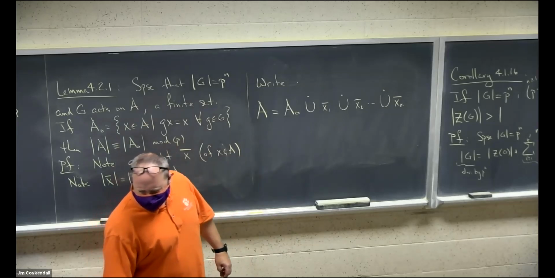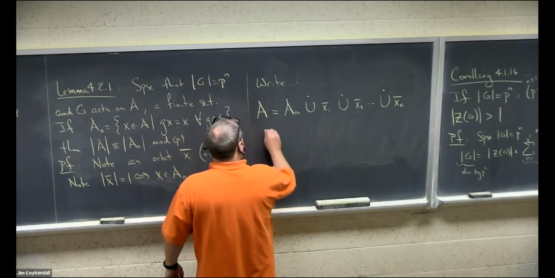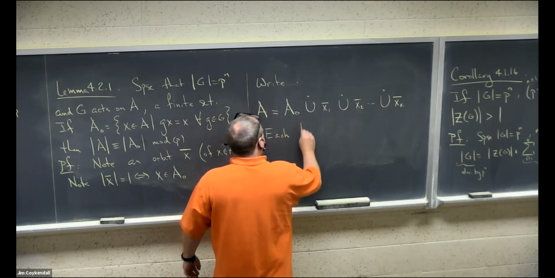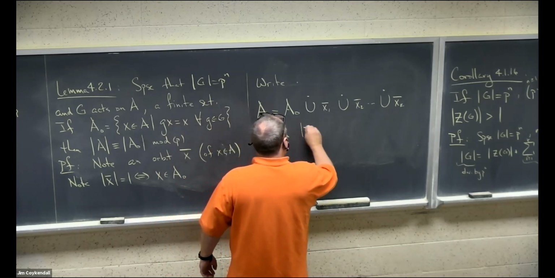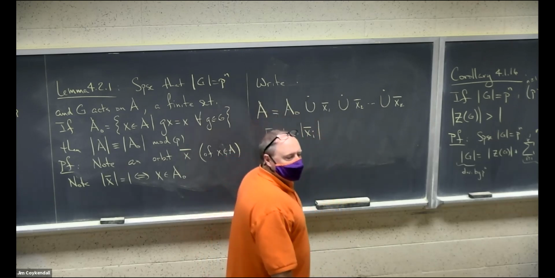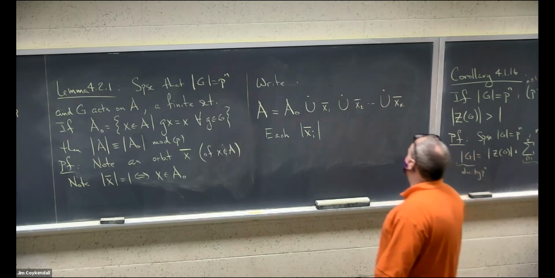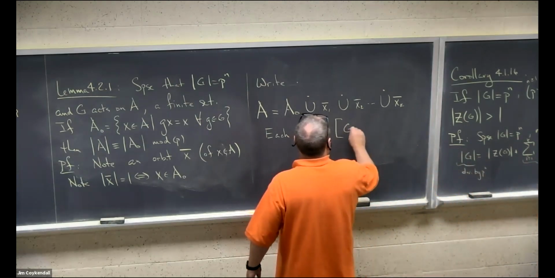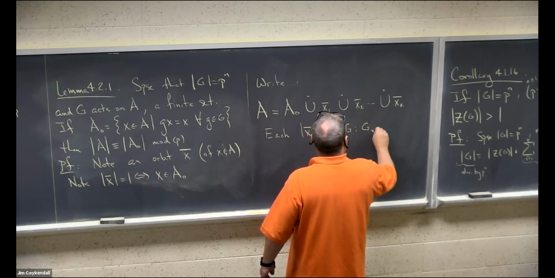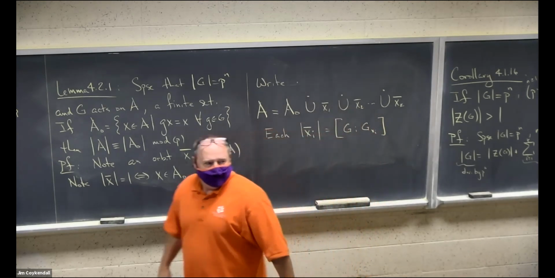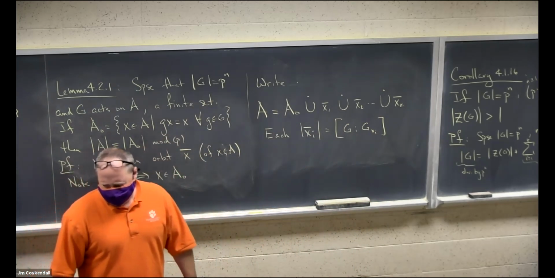Let me notice each xi. How many elements are in each one of these orbits? Well, what's my favorite thing? This is the old chestnut again. The length of the orbit of xi is the index of the stabilizer. So the length of the orbit is the index of the stabilizer.